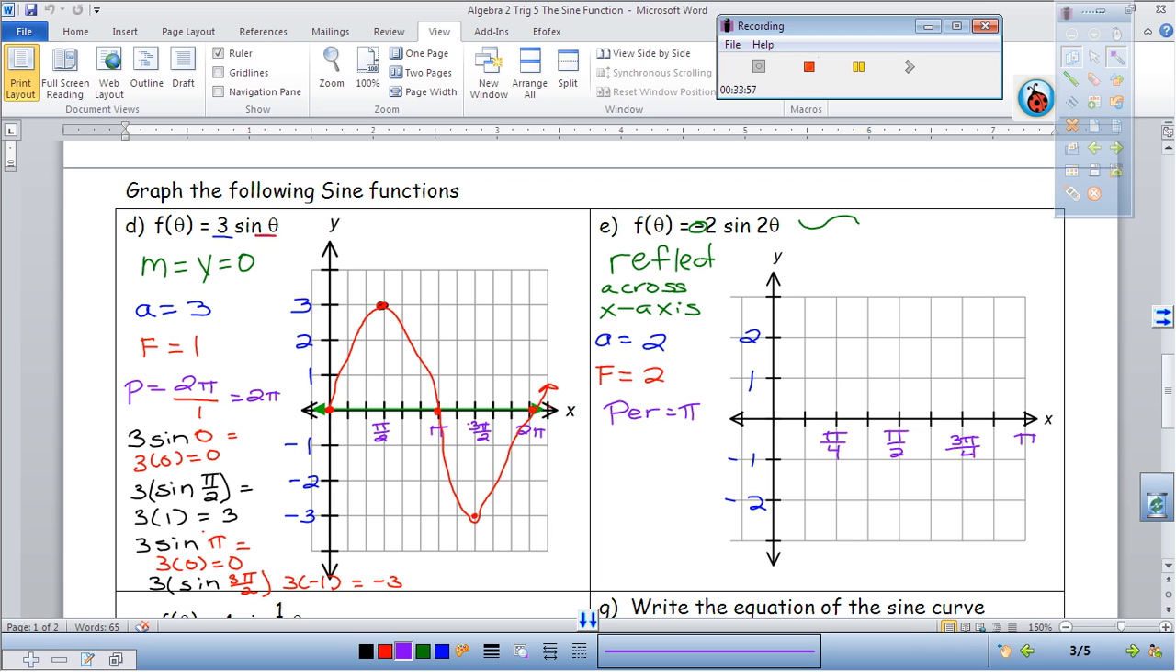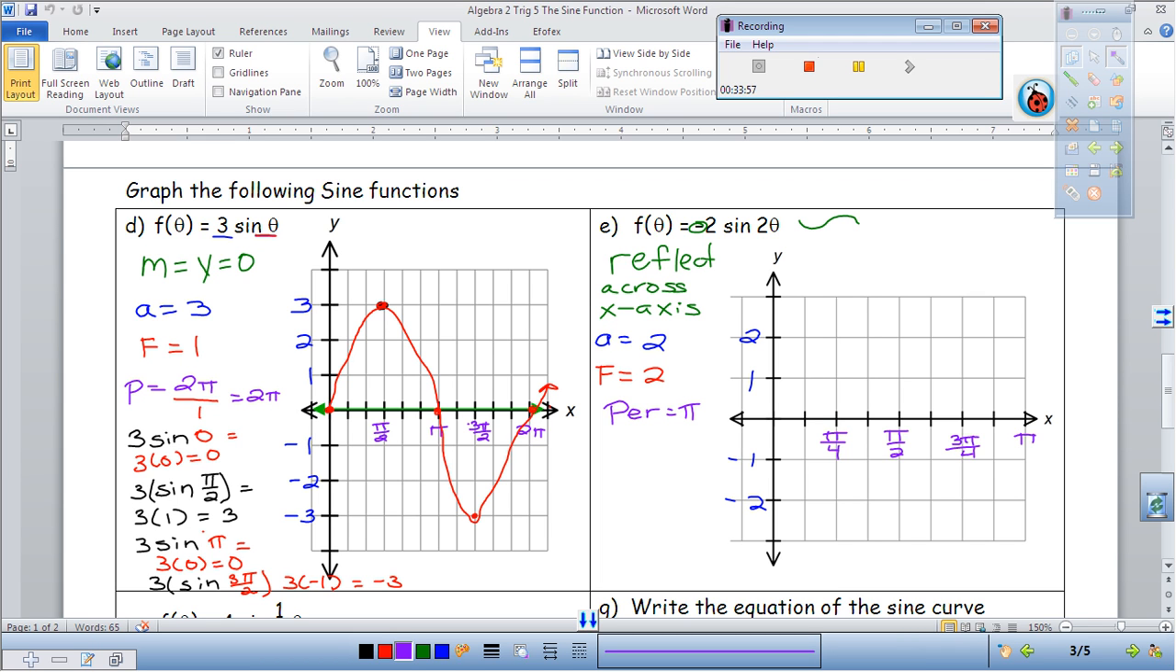Okay, the easiest way to label your x-axis, because that's going to be the hardest part for you guys to figure out what goes in here, is you need at least 4 key points. You need 4 key points. So if this is pi, whatever your period is, divided by 4. So pi divided by 4 is pi over 4, and then count by pi over 4.